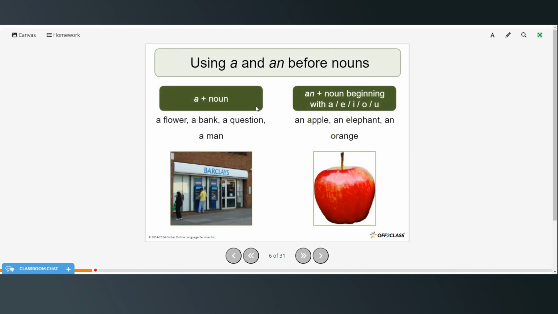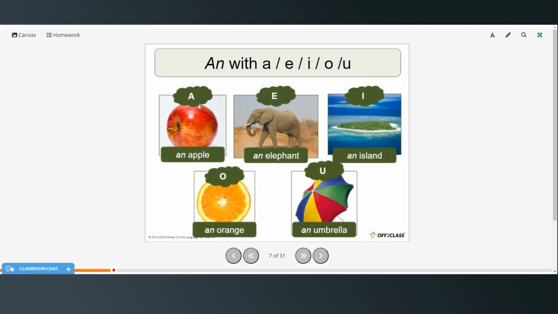So using a and an before nouns. So we use, again, as we said, a plus a noun, a flower, a bank, a question, a man. We use an if the noun begins with the A, E, I, O, or U sound. So an apple, an elephant, an orange. Okay, so an apple, an elephant, an island, an orange, an umbrella. So all of these use an because of the first sound in the noun.